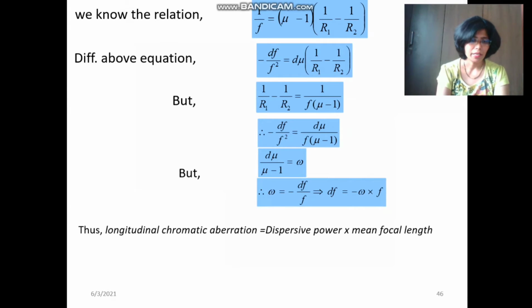But the quantity d mu/(mu - 1) is called the dispersive power, that is omega, of the material of the lens. So d mu/(mu - 1) is equal to omega, where mu is the mean refractive index, that is the refractive index of the yellow color, and d mu is the difference in the refractive indices corresponding to the extreme colors, that is violet and red. So comparing these two equations, we can write omega is equal to minus df/f, and df is equal to minus omega into f. Thus, the longitudinal chromatic aberration is the dispersive power into the mean focal length.